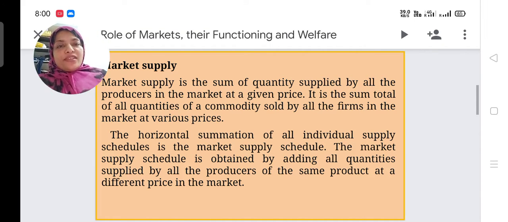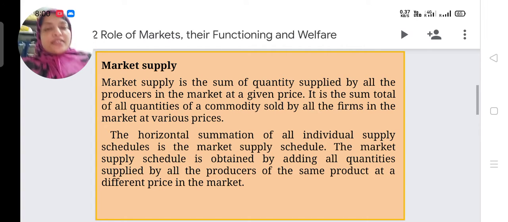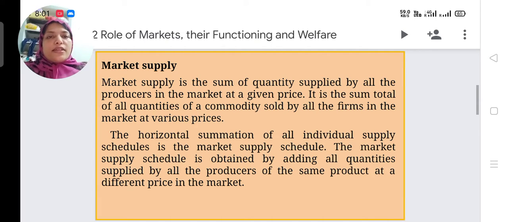Good morning. Now we can discuss the next concept in our second chapter, that is market supply. Market supply is the sum, here sum means total, of quantity supplied by all producers in the market at a given price. Market supply is the total quantity supplied by all producers in the market at a given price.